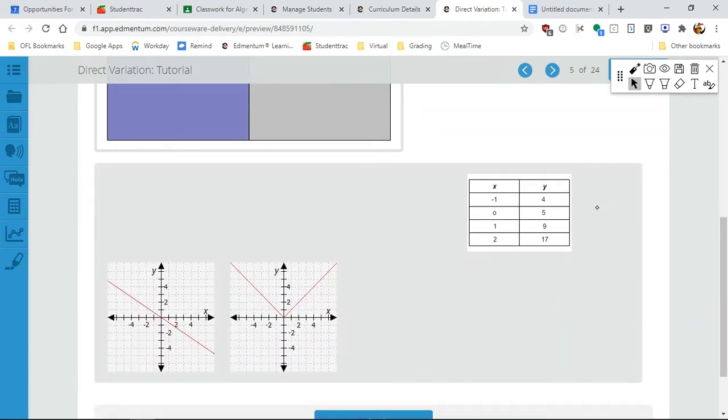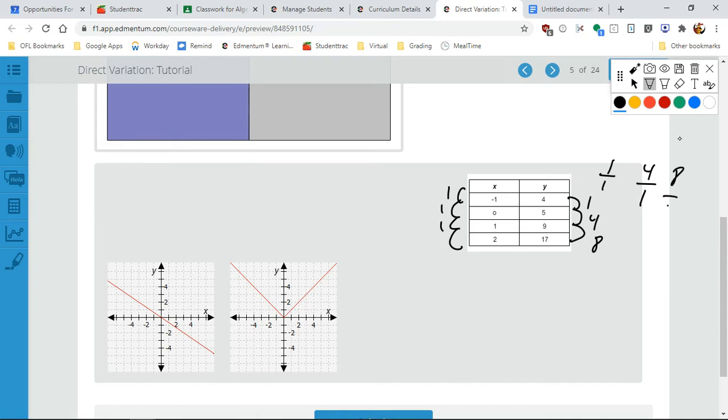This one, let's check this one out. This one changes by 1, changes by 1, changes by 1. So they're all changing by 1. This one changes by 1, changes by 4, changes by, is that 8? 8. So this is not a line because it's 1/1, then it's 4/1, then it's 8/1. We keep doubling the change, it looks like.